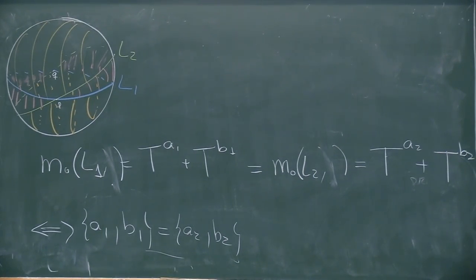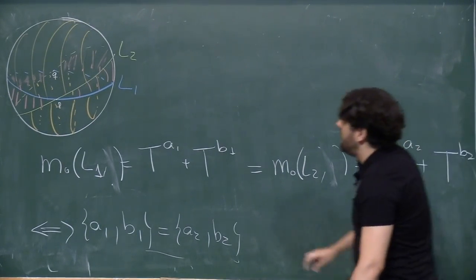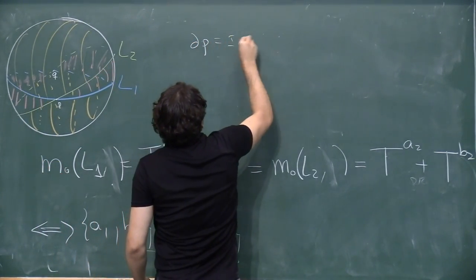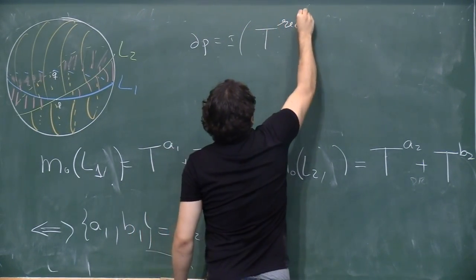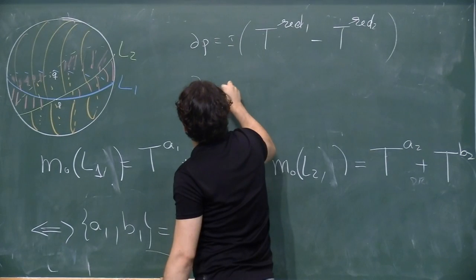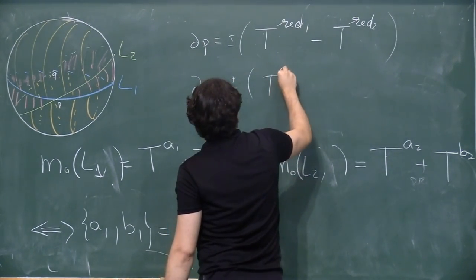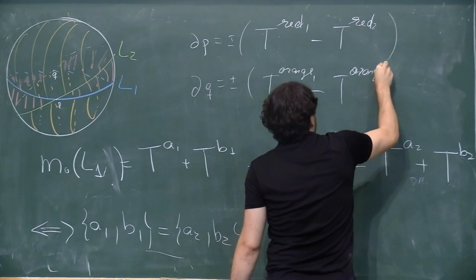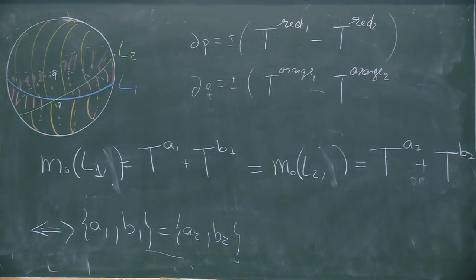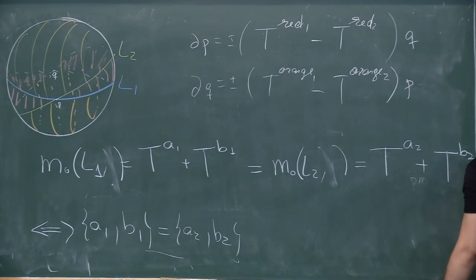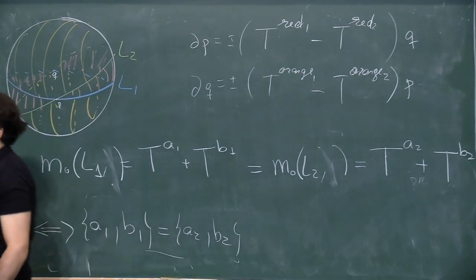So in this case, you see that the area of the red disks will cancel out. So as I said, dp would be t to the red 1 minus t to the red 2. And similarly dq would be plus or minus t to the orange 1, t to the orange 2. And it's not hard to see that these will cancel out. D will be equal to zero if and only if your Lagrangian divides the sphere in half.